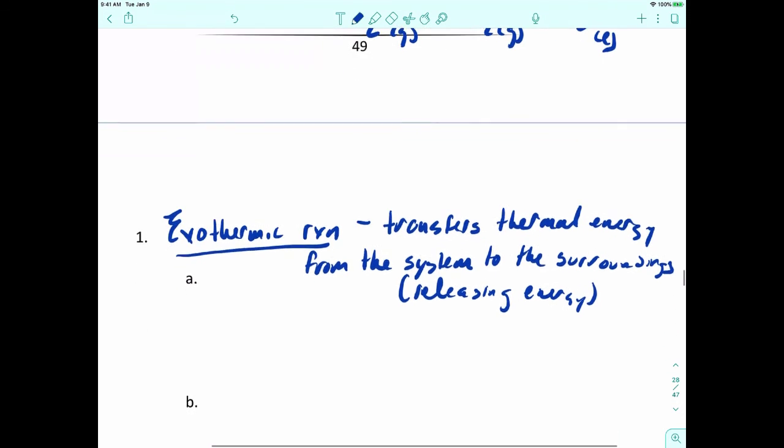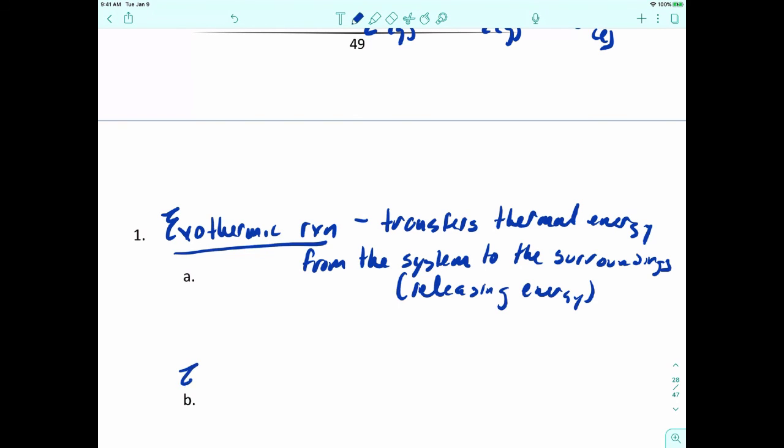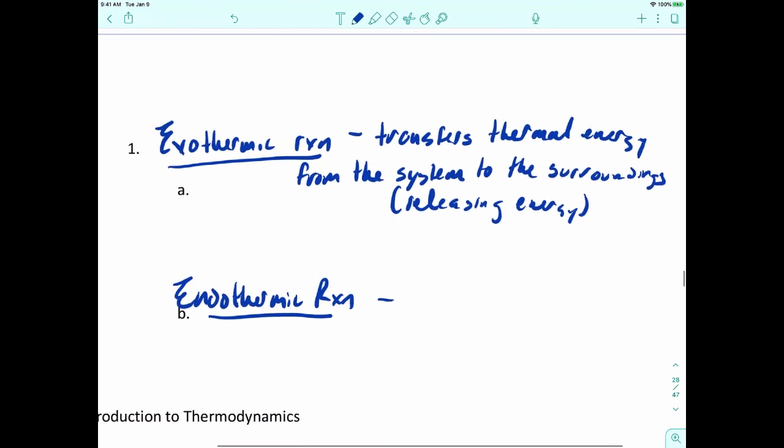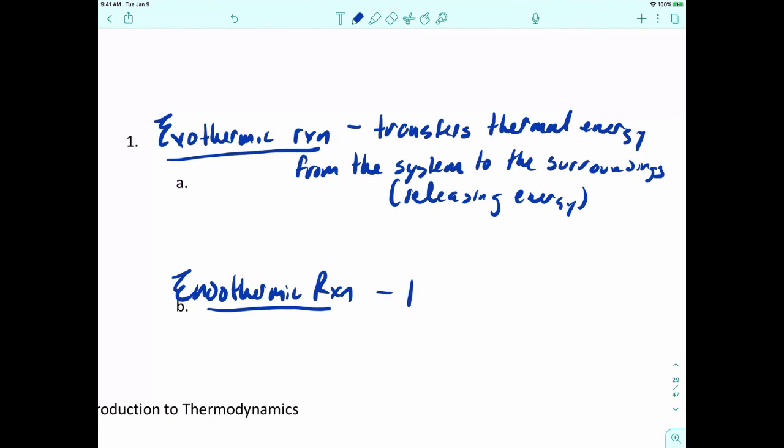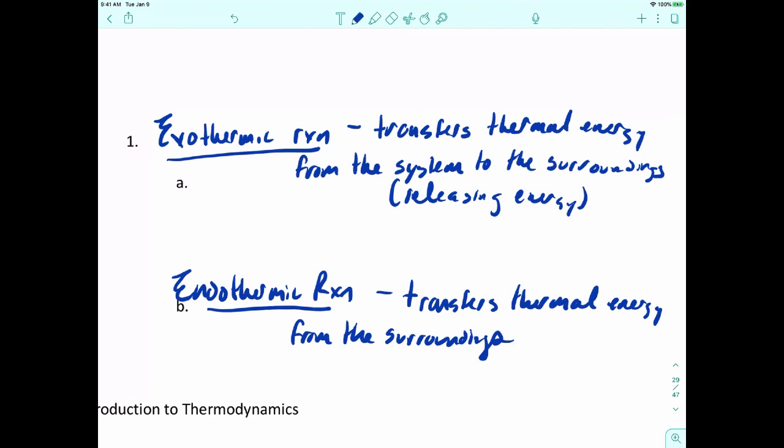The other type of reaction is an endothermic reaction. In an endothermic reaction, it transfers thermal energy, this time from the surroundings to the system. So this absorbs energy.